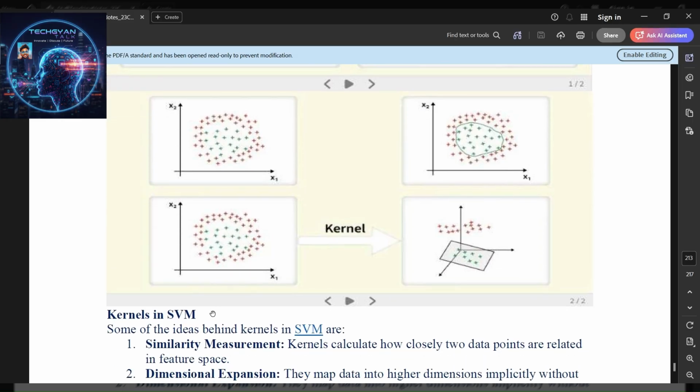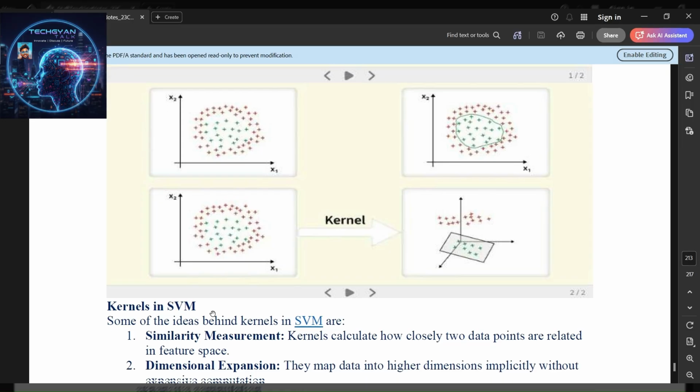So when it comes to non-linear data, we use the kernel, and we project one particular data set in one plane and the other data set in another plane. Say, from 2D to 3D. We will be projecting it into 3D.